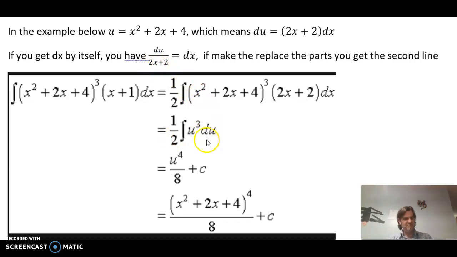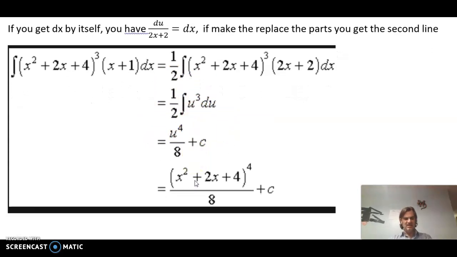Well, that x plus 1 on the bottom canceled out with the x plus 1 on top. So now it's a very easy reverse power rule. Increase the exponent, divide by the new exponent, u to the 4th over 8 plus c, and then I go back to whatever u was originally, which was the quadratic, and plug it in place of u.